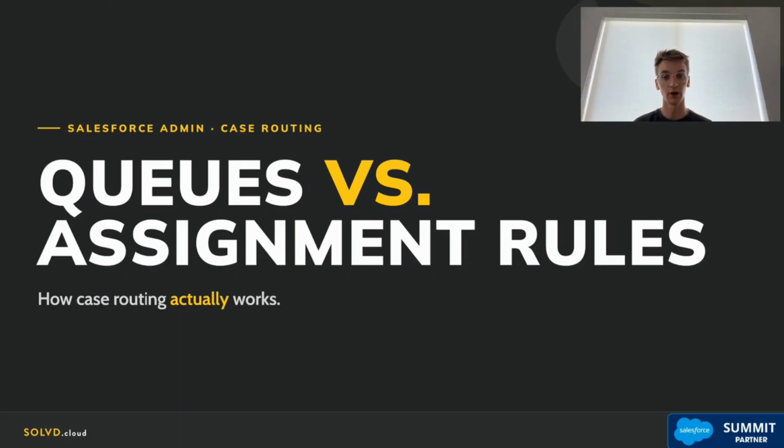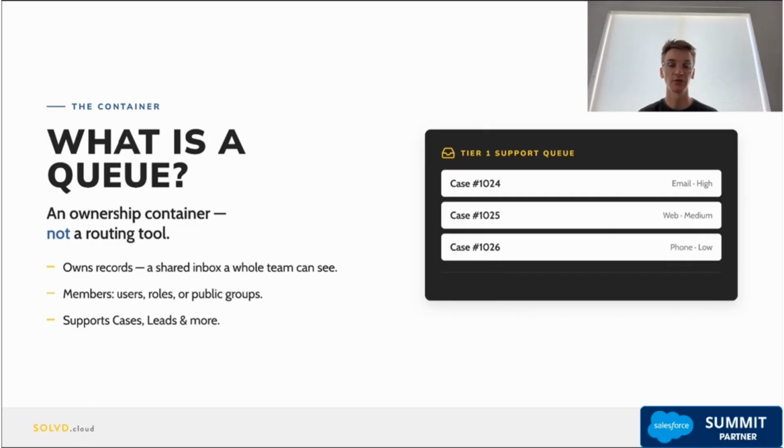These tools work best when in tandem with each other. By the end of this video, you will understand exactly what each one does and how to connect them. First, let's start with queues, because most people think a queue is a routing tool, while it's more like an ownership container. It's a holding bucket that can own records.